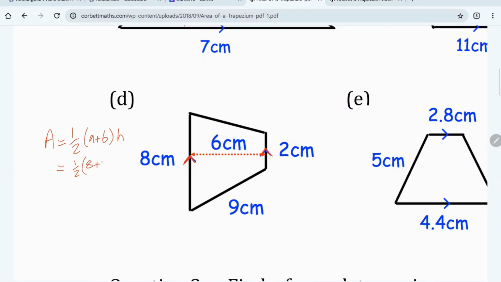So 8 plus 2, or you could say 2 plus 8. Again, it doesn't matter. It will still give you 10. And the height is the distance between the two parallel lines, which is 6. So half times 8 plus 2 is 10 times 6. Instead of doing half of 10, I'm going to do half of 6 first. So half of 6 is 3, and then 3 times 10 is 30 centimeters squared.